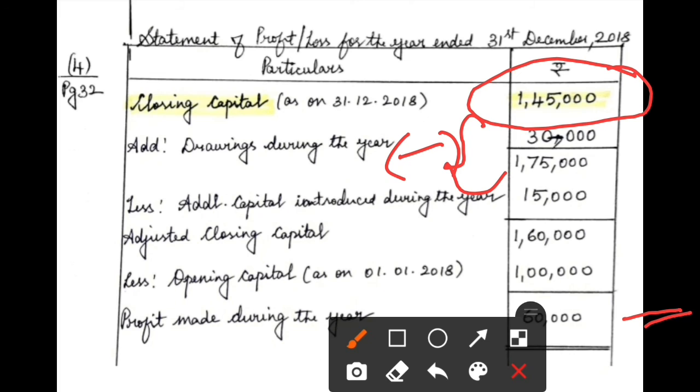Able to follow? So when the very first value itself is the missing figure, the only option is that you move from downwards to upwards, and in case of profit, according to the format, there will be a change of sign. When they say less, you will add. When they say add, you will minus. So you would have noticed in this particular problem number 4.